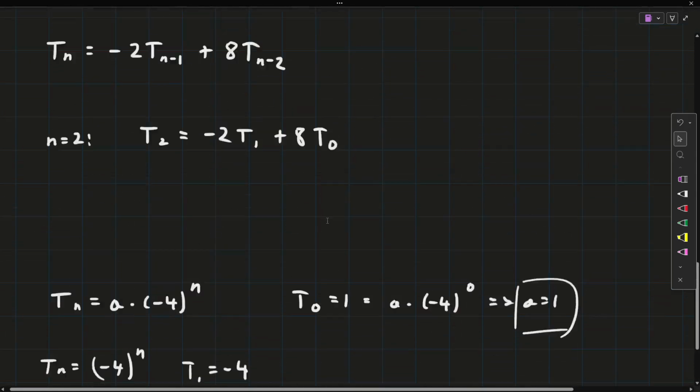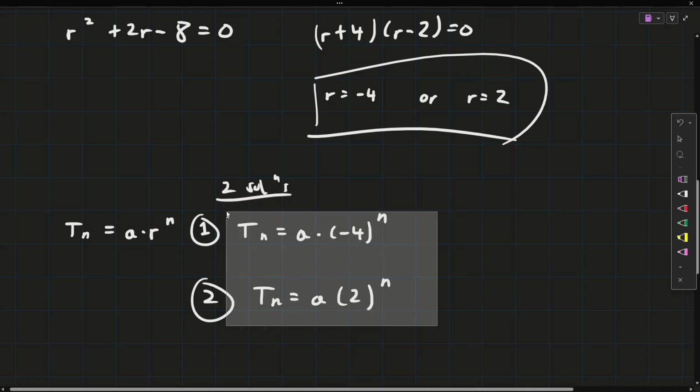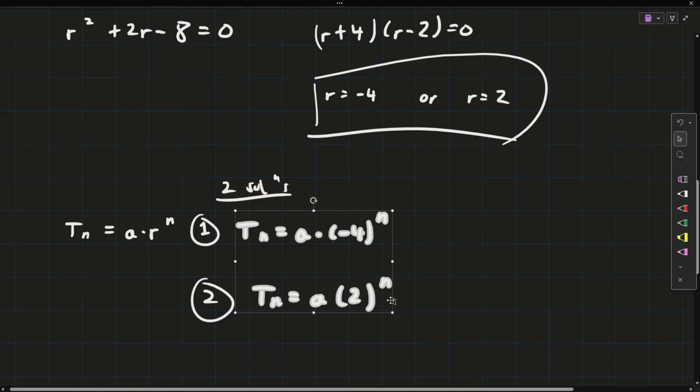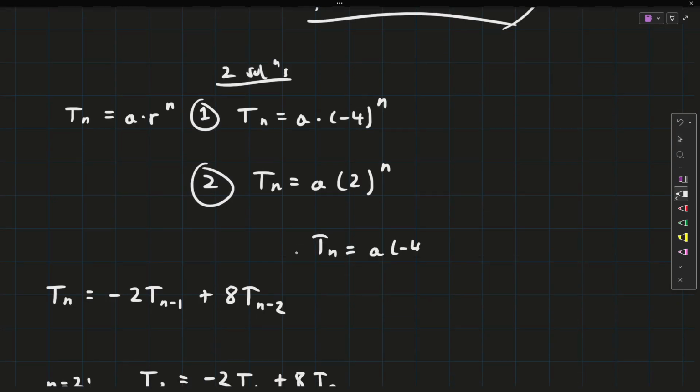So basically, we need a way to get a solution that's going to have two constants. And how can we do that? Well, one way that we can do it, and again, I'll prove why this works properly in the extra videos, is we can add these two solutions. So basically, I can say that Tn will be equal to some number a times minus 4 to the power of n, plus a different number, you could call it b, times 2 to the power of n.